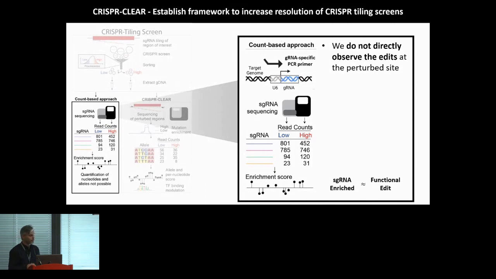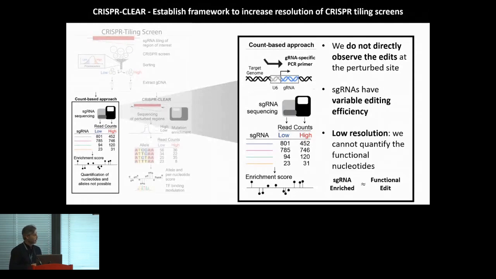But the problem with this is that you actually don't observe the edits that you're making to your regions. So that's the first limitation. The second thing is that these guide RNAs have variable efficiency. They are not uniform, so this can confound the analysis. And if you put these two things together, you have quite low resolution, because what you measure is this guide RNA enrichment. And what you really want to do is measure the functional edits.